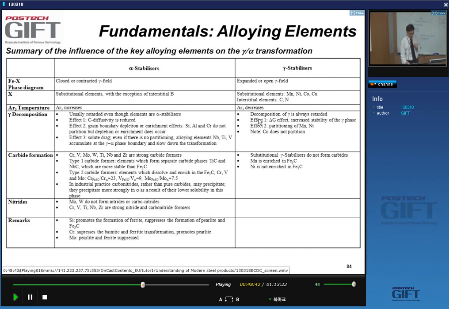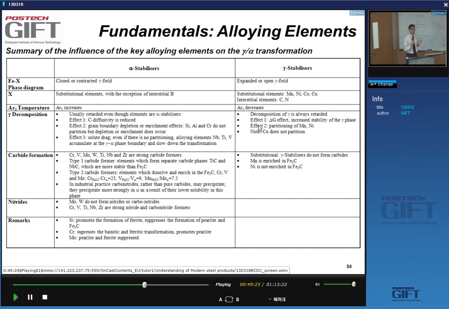Well, the retardation is a delta G effect. Delta G effect means a free energy difference. If you make the starting phase, the parent phase, more stable, you reduce the delta G for the reaction of gamma to alpha. When you reduce the delta G, you reduce the driving force. So there will be less enthusiasm, if you want, to transform from the gamma phase.